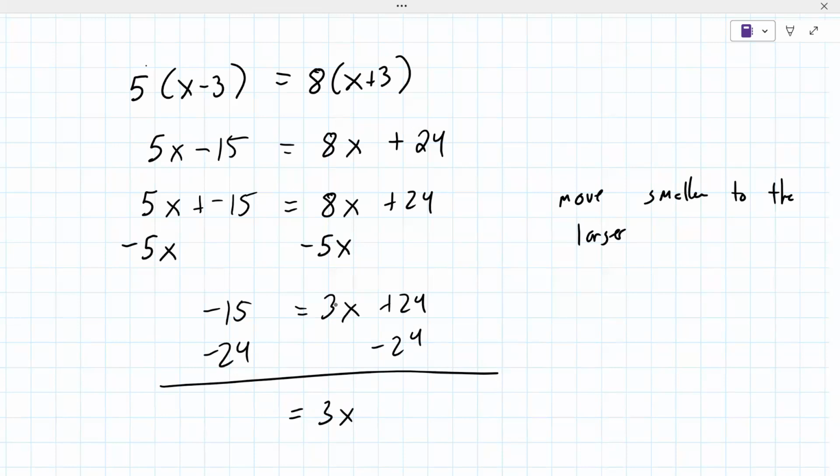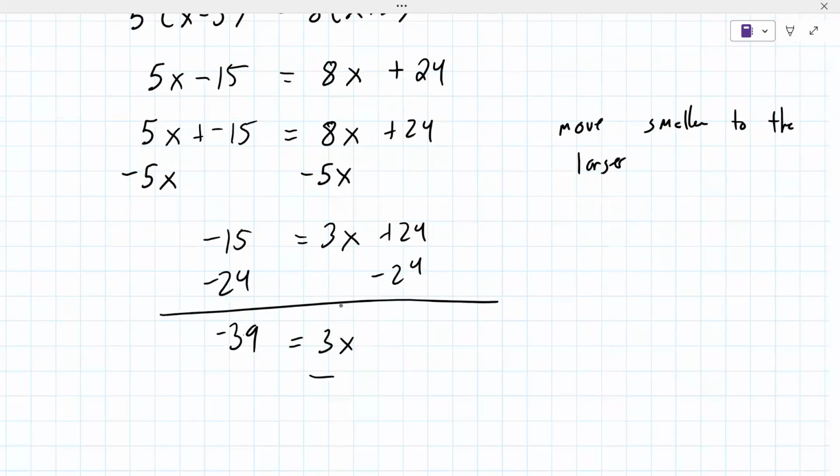Negative 15 minus 24. That becomes negative 39. Okay. And then when we have negative 39 equals 3x, you divide both sides by 3. Negative 39. I'm trying to write this down as well.